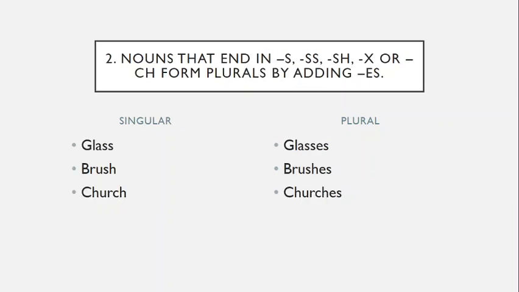Next rule. Okay, secondly, nouns that end in s, double s, sh, x or ch form plurals by adding es. Students, there are some words or some nouns at the end of which we add es to form the plural. Means all those words which end in s, double s, sh, x or ch. All those nouns which have these letters in the ending form plurals by adding es.